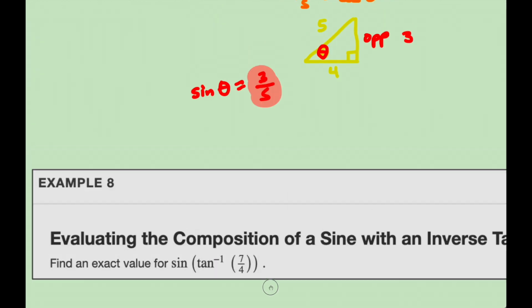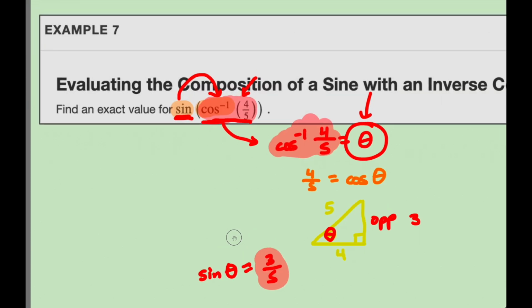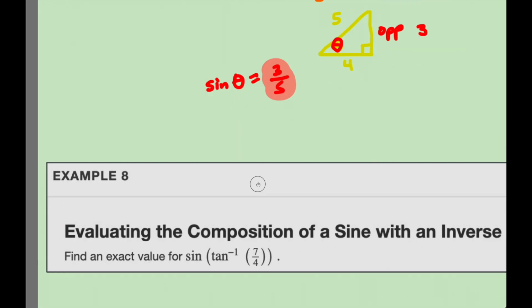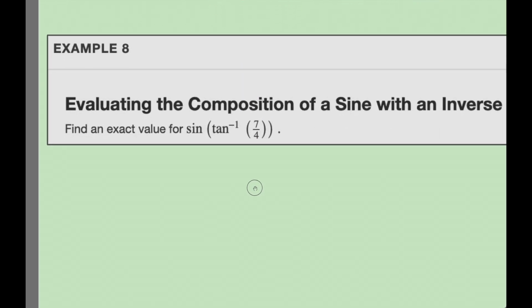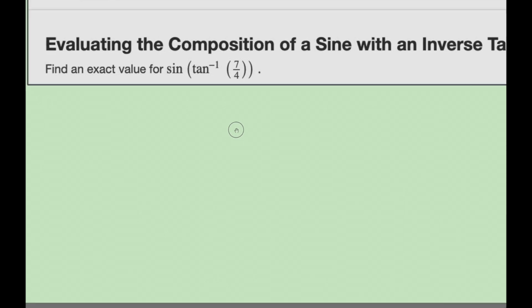This time, again, we have the inverse as the buried function, just like this one here. Only this time now it's tangent. So it's going to be a little bit different, but we'll still be able to figure it out.